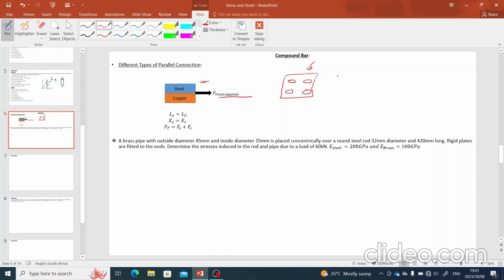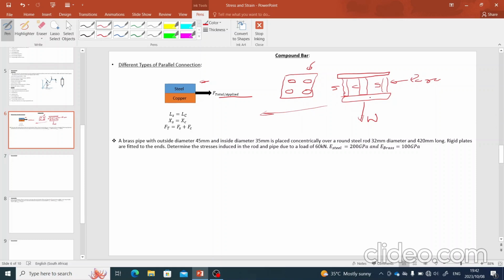Then you are having this one, in which rods are being connected to your bar on top or hanged on the rope. You are having something like this. Let's say this is steel, this is copper, this is steel. It is still a parallel connection. How you deal with it is exactly the same as how you will deal with that one.